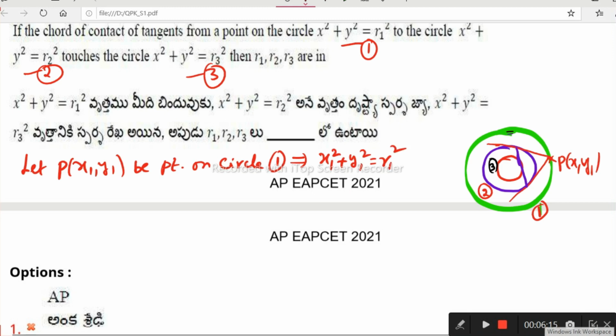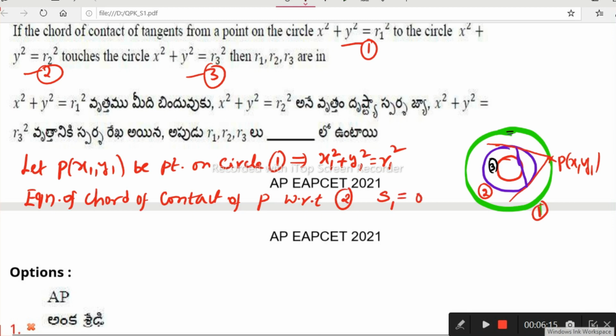Now the chord of contact of P with respect to circle 2. You know the equation of chord of contact, let's see. The equation of the chord of contact of P with respect to 2. What is the equation of chord of contact? Do you know? It is S1 is equal to 0.